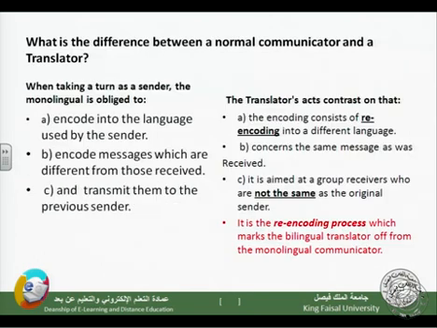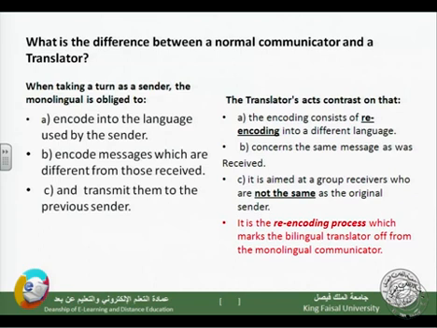Now, this point I'm going to talk about will tell us the difference between a normal communicator and a translator. A normal communicator, it means a monolingual. A monolingual, it means that a person who does not know another language. This is what a monolingual means.